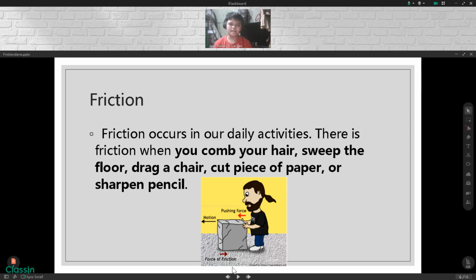Friction occurs in our daily activities. There is friction when you comb your hair, sweep the floor, drag a chair, cut pieces of paper, or sharpen a pencil.